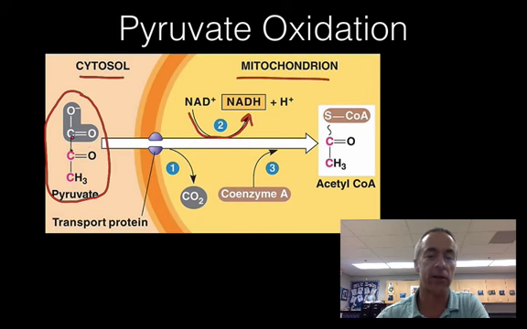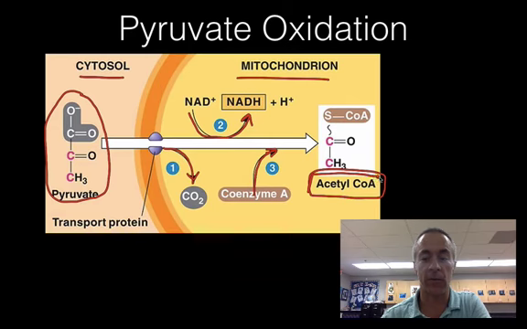So electrons from pyruvate are removed, added to NAD plus in order to make NADH. In the process, carbon dioxide is lost, and then a coenzyme called coenzyme A is added, and ultimately what we end up with is something called acetyl-CoA. And this is what we need for our next step in the process, the acetyl-CoA.